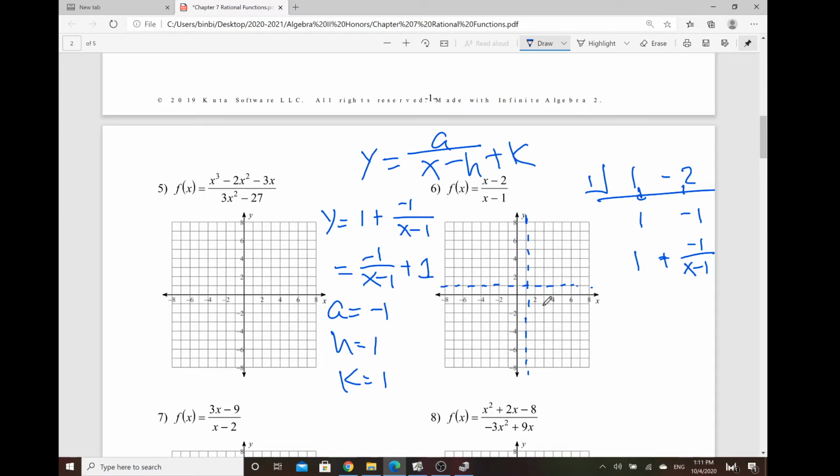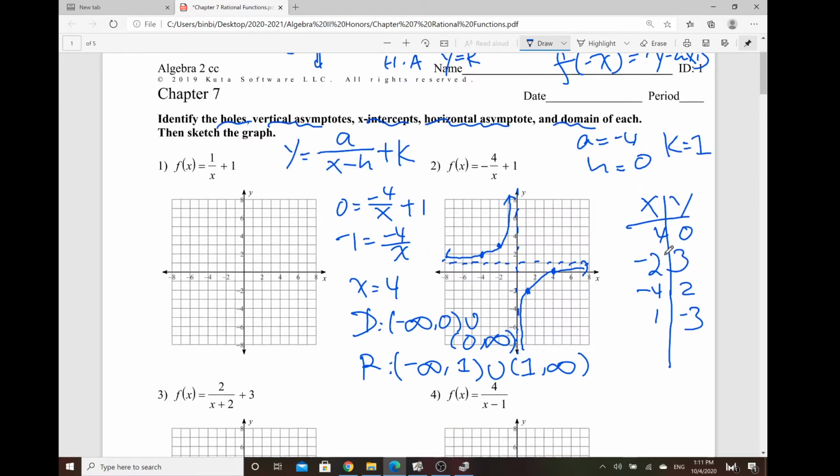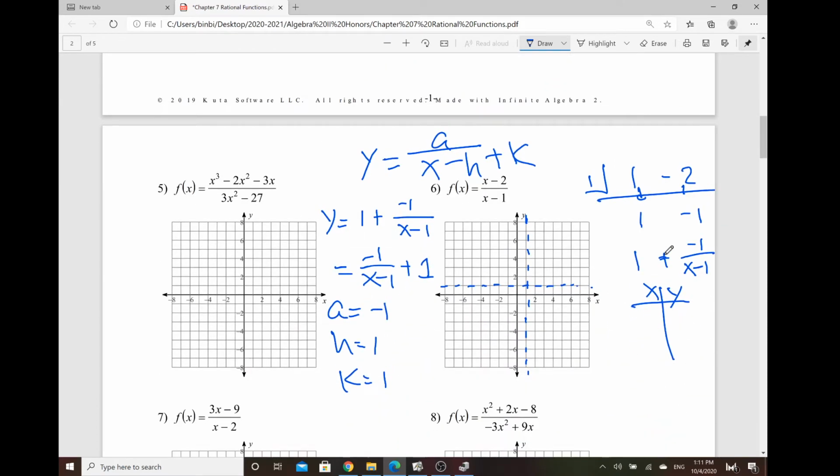And also we want to set up some points, an XY table once again. This one is quite similar to number 2, the one I was talking about earlier. So let's find the y-intercept first. Set x equals 0. Plugging in 0, we have 0 minus 1, negative 1. Negative 1 over negative 1 is 1. 1 plus 1 is 2. So 0, 2.